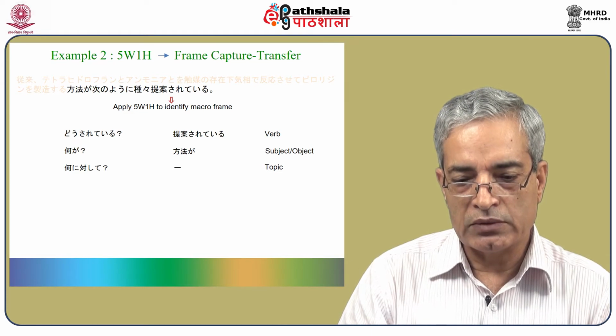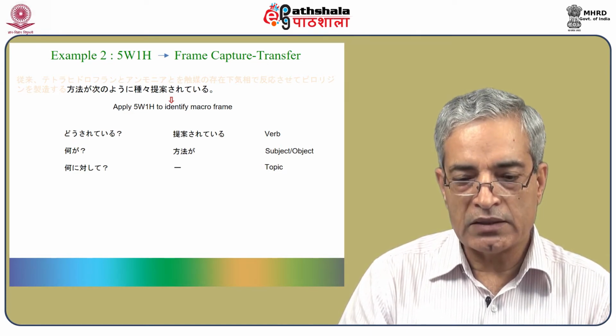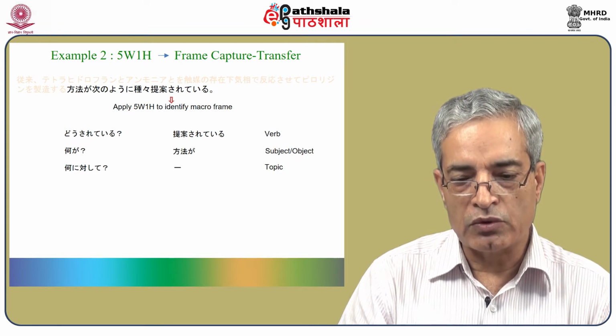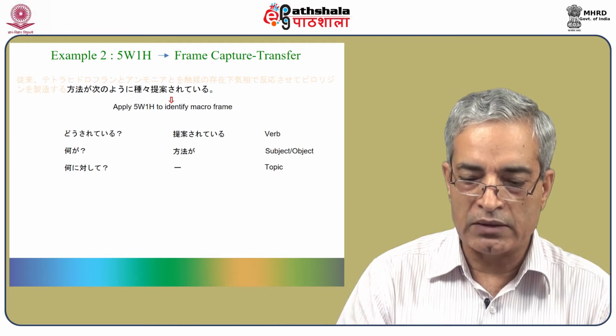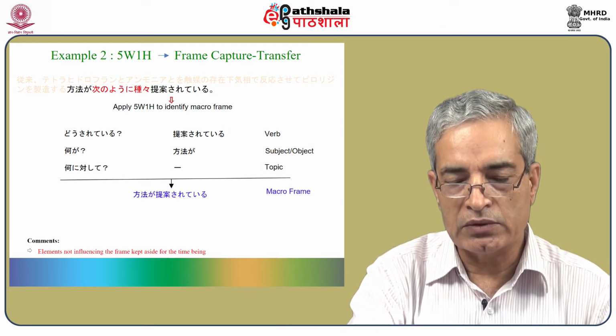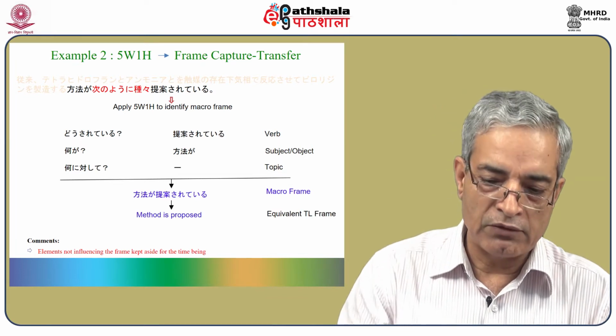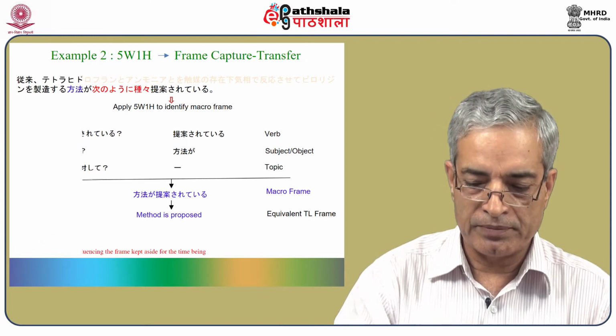Do sareteru, teian sareteru. This is the verb. Nani ga teian sareteru, so ho ga teian sareteru. And in this case, if you ask nani ni taishite, it's not there. And we find ho ga teian sareteru is the macro frame, and if we try to see its equivalent, it comes as method is proposed.